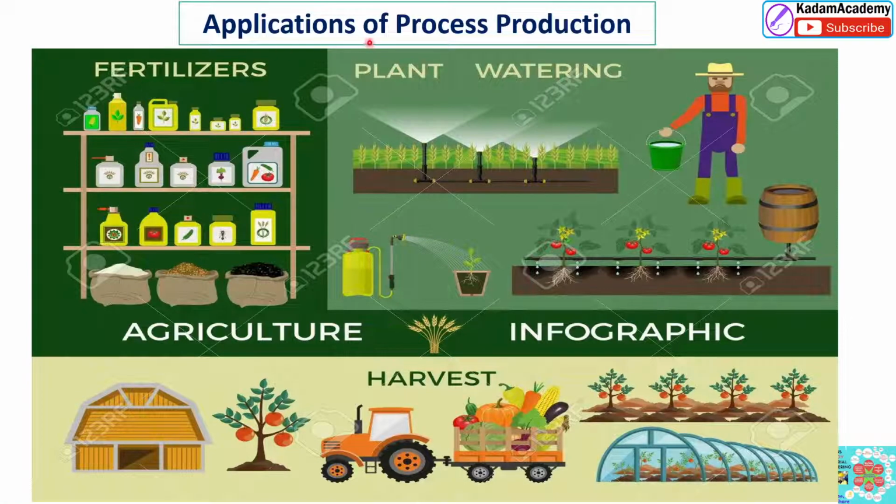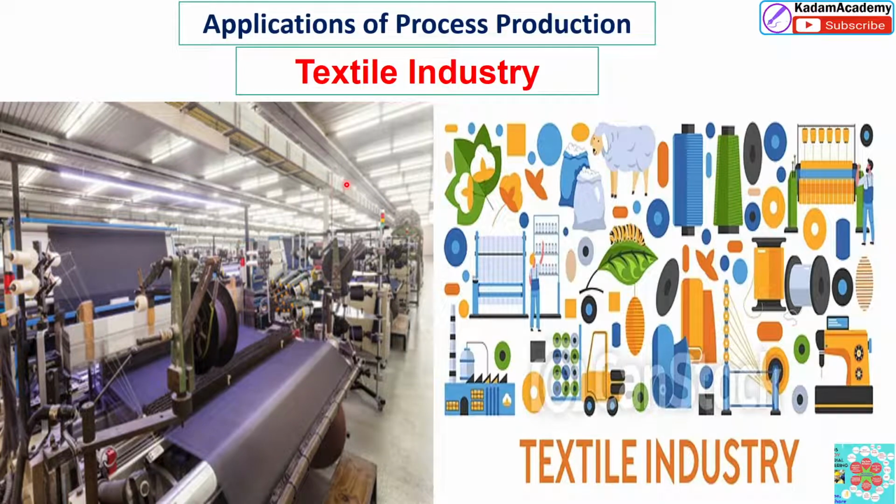Fertilizers also come under process production. Different fertilizers are used for different types of plants or for agriculture purposes. The textile industry also comes under process production.